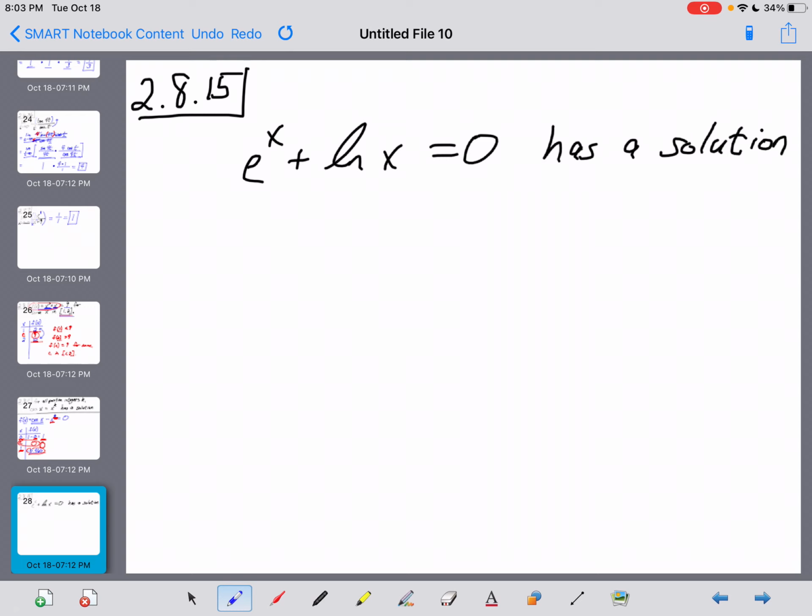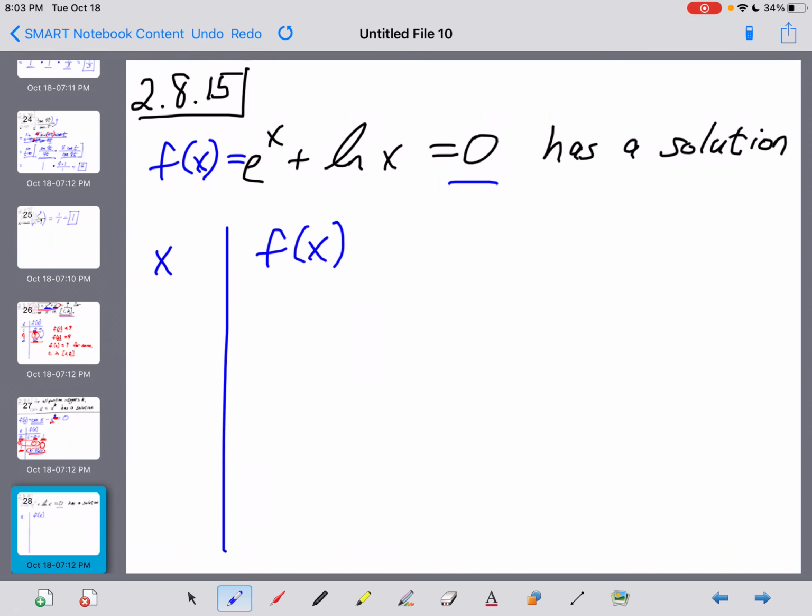Okay, well they did us a favor. They've already given us an equation here set equal to 0. So I'm just going to put an f of x in front of that. And now let's go right to our table, guys. X and f of x. And let's see what we got here. We're trying to find where this is equal to 0. So again, I'm looking for a sign change in that f of x column from positive to negative or vice versa.